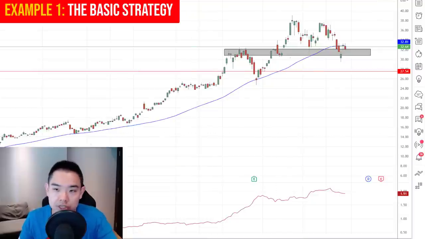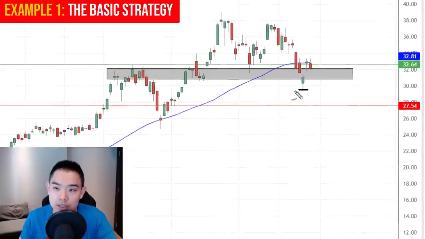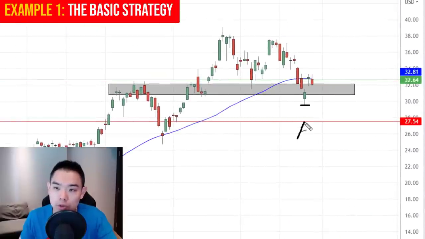So why 27.54? Very simple. What we just did is identify the low of this candle, the extreme swing low, minus 1 ATR. And you know the 1 ATR value is 1.91. So we take this swing low minus 1 ATR and our stop loss is at 27.54. Okay, so green is entry, red is stop loss.